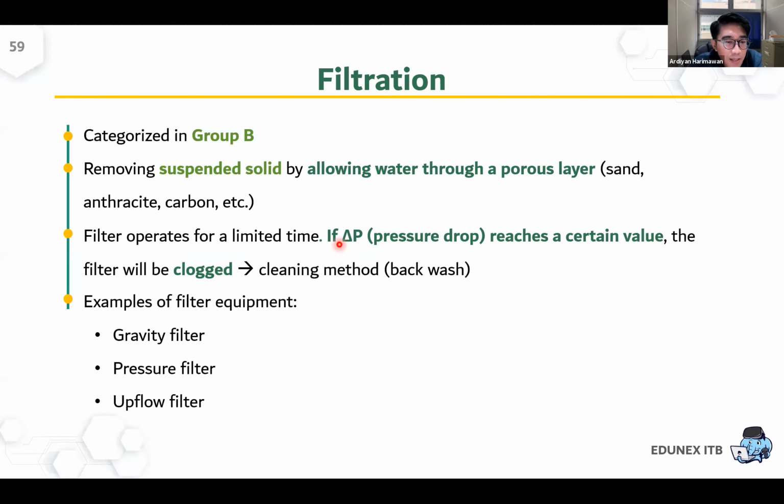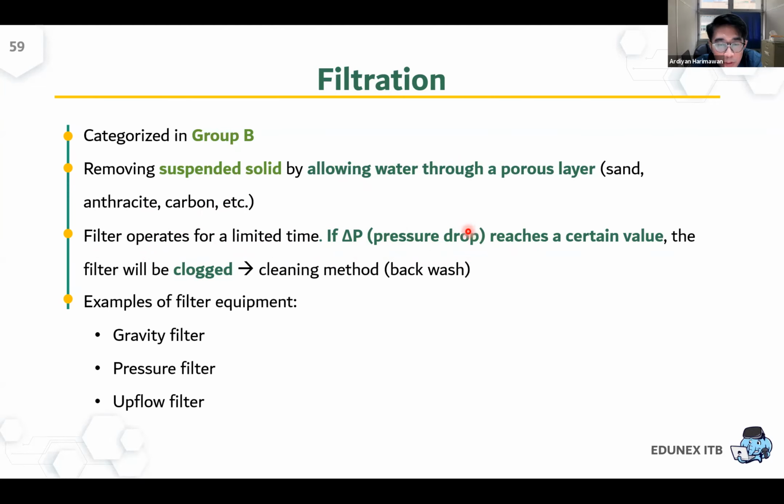Okay. And during the operation, normally a filter will operate only for a limited time, because you will have accumulated suspended solid on the filter surface, and the accumulation will create a pressure drop. It means during that time, the flow rate of the clean water through the filter will decrease, along with the increase of the pressure drop.